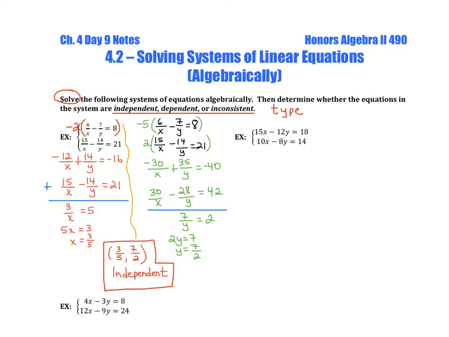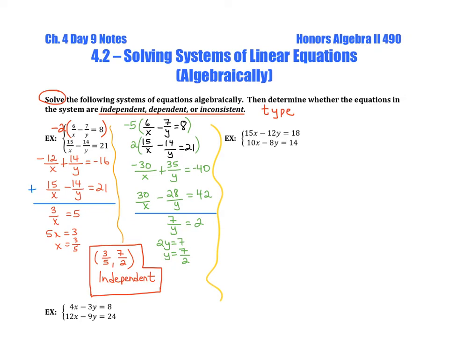All right, now that's solving that system of equations algebraically, albeit maybe the original system looked a little bit different, but we still used elimination method. Now, as far as classifying whether the equations in the system are independent, dependent, or inconsistent, this is the part that may be new to you. So if we get an ordered pair solution when we solve our system of equations, that is an independent system.